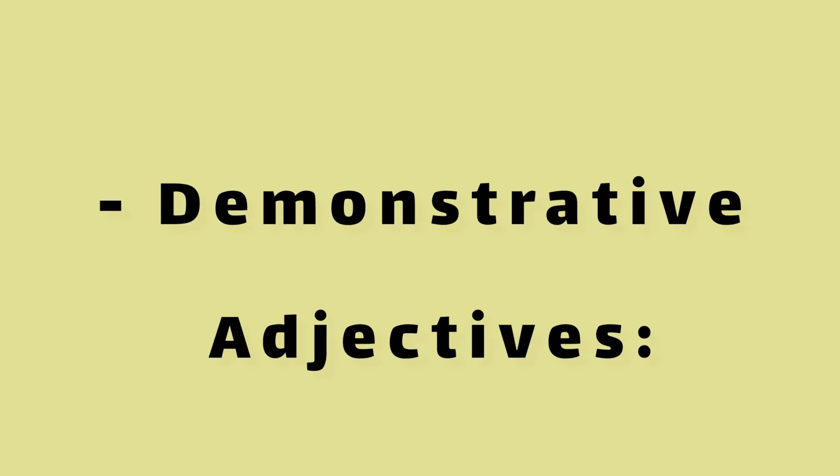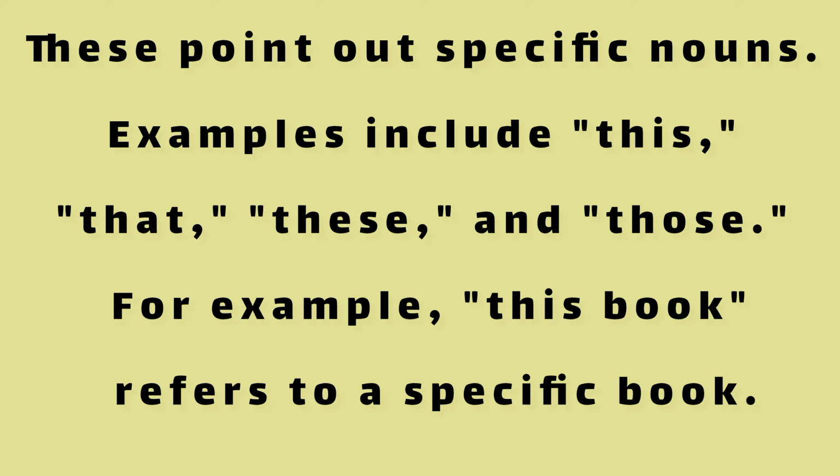Demonstrative adjectives. These point out specific nouns. Examples include this, that, these, and those. For example, "this book" refers to a specific book.